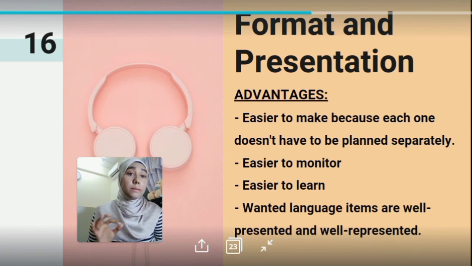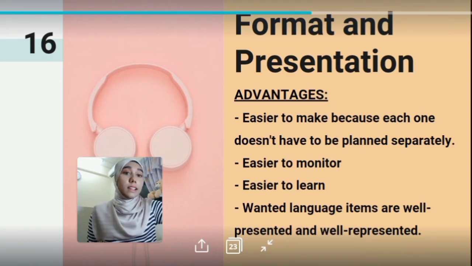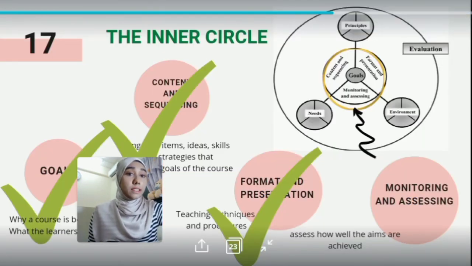Hence, language curriculum designers should understand that the format and presentation that they are trying to present should not just be understandable for them. However, they should think if the learners and young learners would find it easier to understand and learn the content.